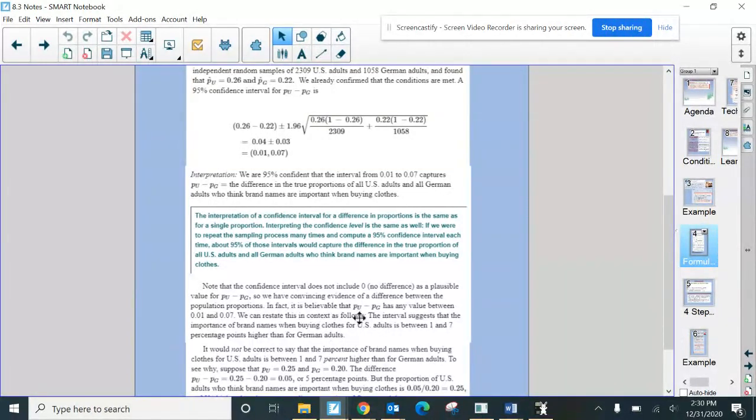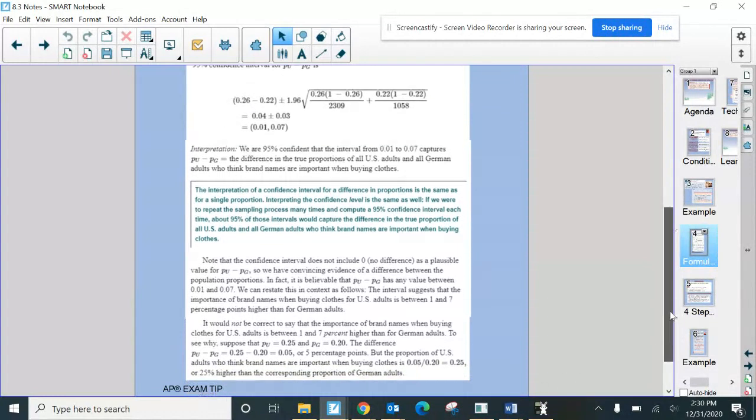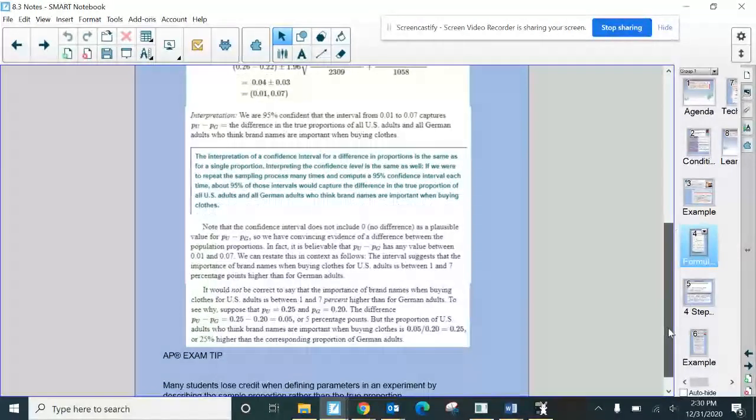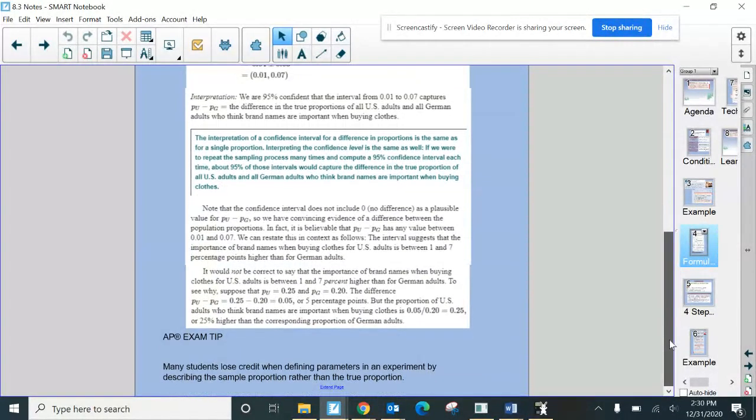And so we would be able to say that any value between 0.01 and 0.07 is what we believe to be how many percentage points higher the U.S. is than the Germans. Okay, remember that is percentage points higher, so be very careful that you don't just flip that to a percent higher, because it does not mean the same thing. And make sure that you are defining the parameters when you are describing your sample proportion.